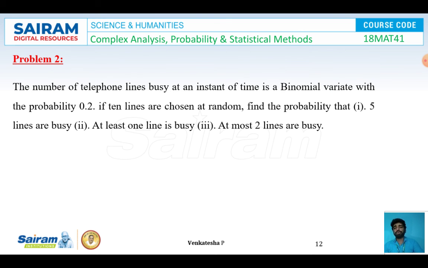Problem number 2. The number of telephone lines busy at an instant of time is a binomial variate with probability 0.2. If 10 lines are chosen at random, find the probability that, first, 5 lines are busy; second, at least one line is busy; third, at most two lines are busy.